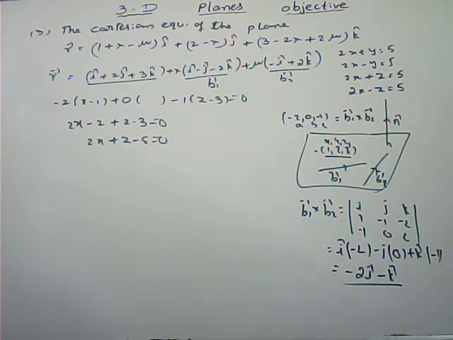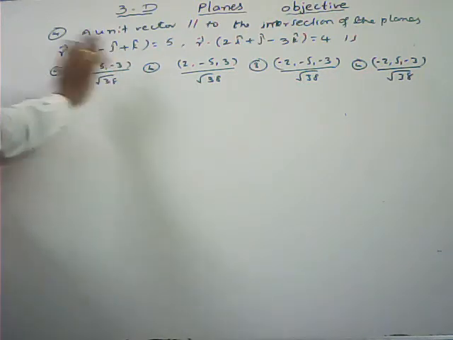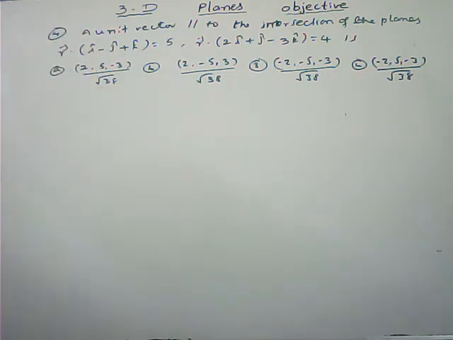That is the third option. Next one: a unit vector parallel to the intersection of the planes. Two planes are given. We want a unit vector parallel to the intersection of the planes. So that is the line of intersection only.